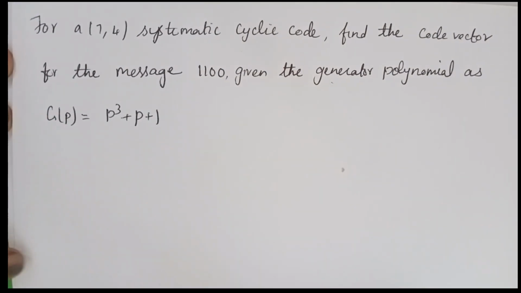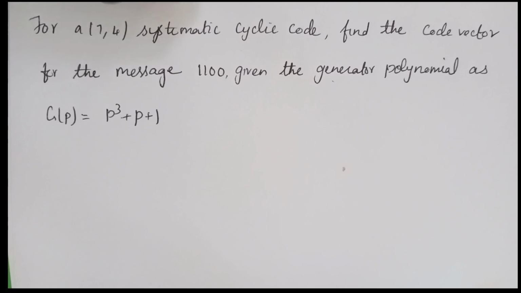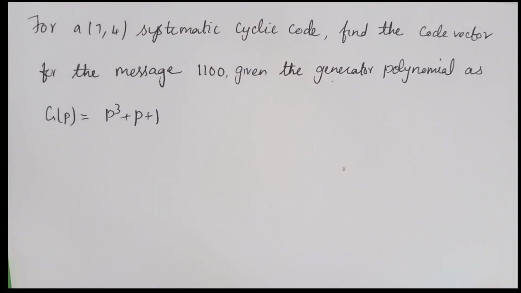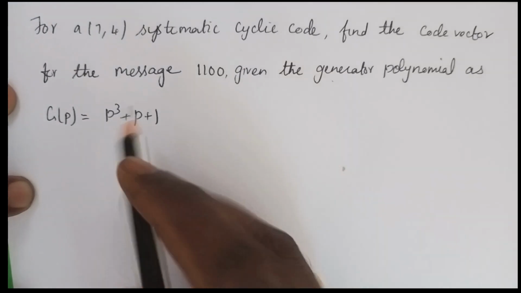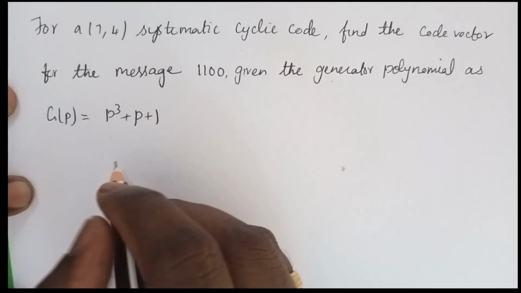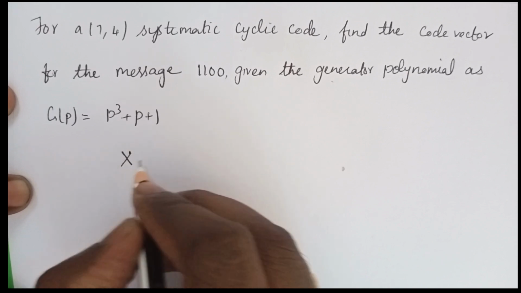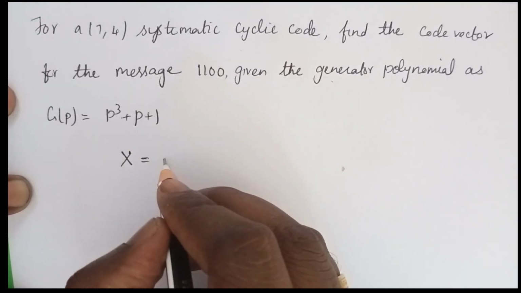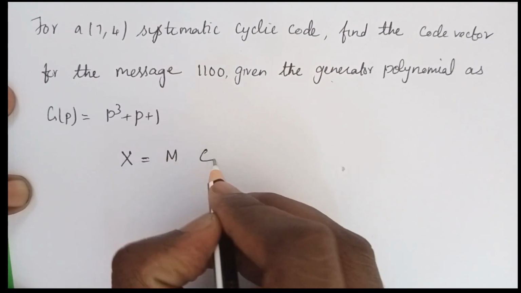Okay, so what we see is that the question asks us to find the code vector using systematic cyclic codes. In cyclic codes we have two kinds of problems: systematic and non-systematic. Generally, to generate a code vector, represented by x, the code vector is nothing but message plus check bits, right?